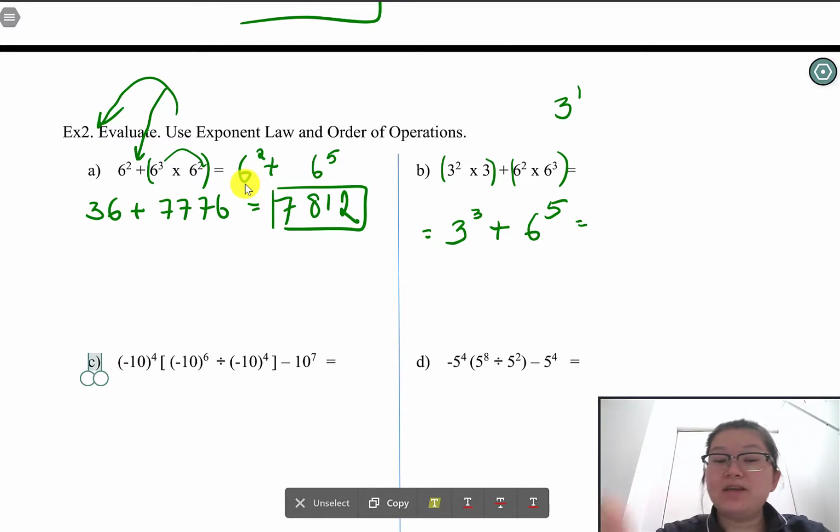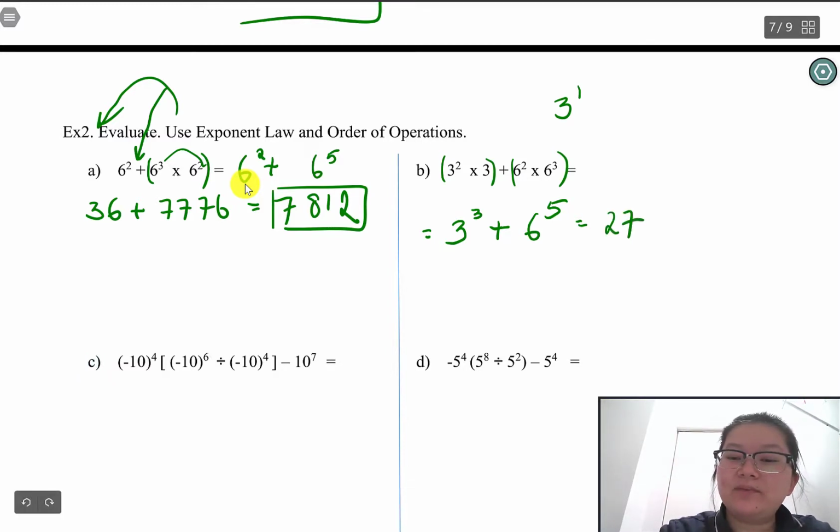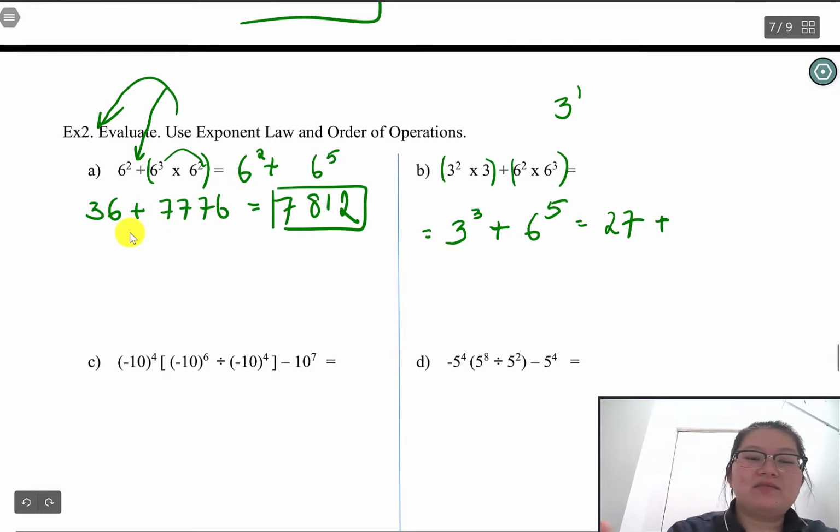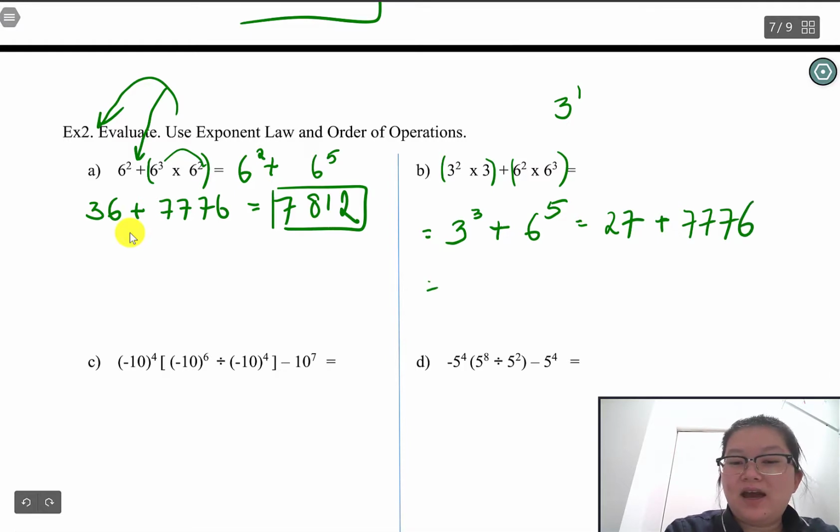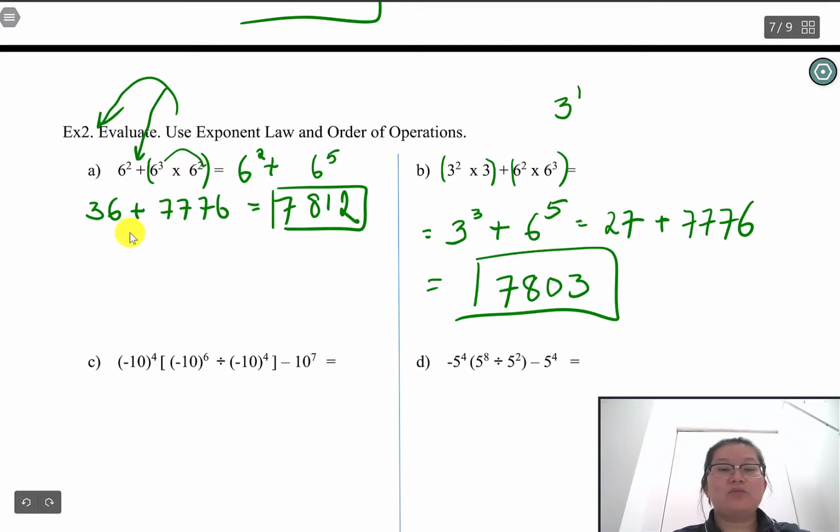3 to the power 3 gives us 27. And then 6 to the power 5, we found earlier, is 7776. Okay, adding these together, we're going to get 7803. Okay, so that's how you would do B.